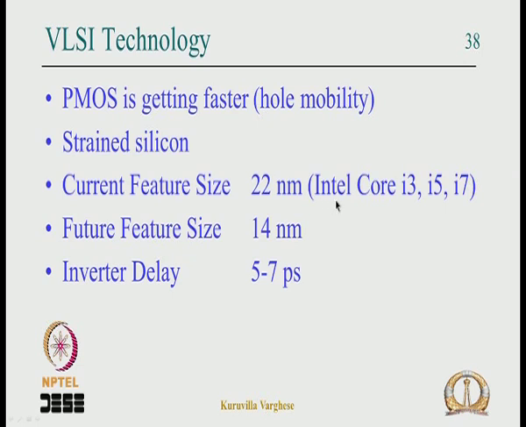So the PMOS is getting faster, and the current feature size technology-wise is 22 nanometer, and if you look at the Intel Core i3, Core i5, Core i7, they are fabricated in this 22 nanometer. The next technology which is coming, which the manufacturers are working on, is 14 nanometer, where the inverter delay is of the order of 5 to 7 picosecond. So you know how fast this technology is going to be.